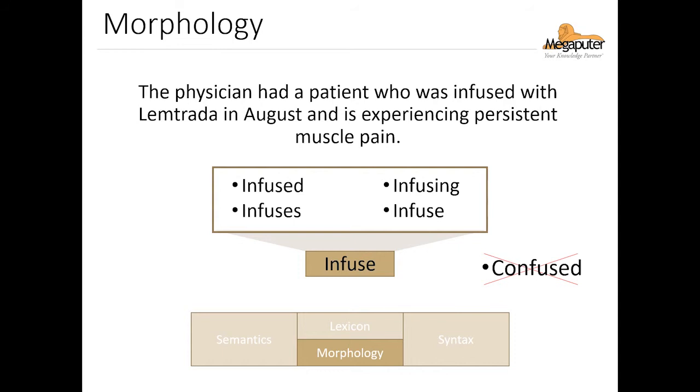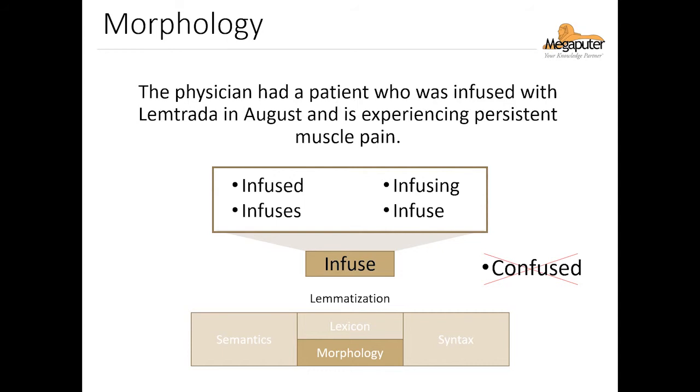So each of these words here are different forms of the verb infuse. In other words, infuse is the lemma, or the main form of the word that you'd find listed as the head entry in a dictionary. And the process of grouping these different word forms together and identifying the underlying lemma is called lemmatization.